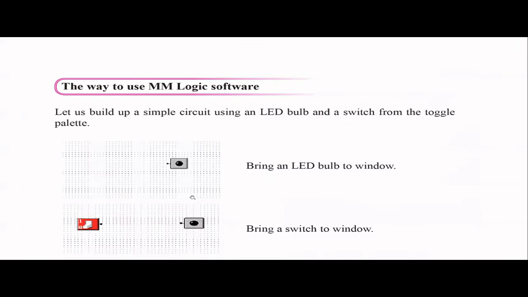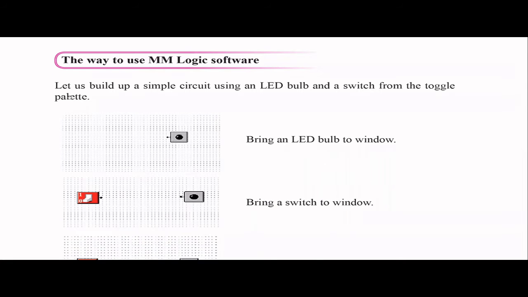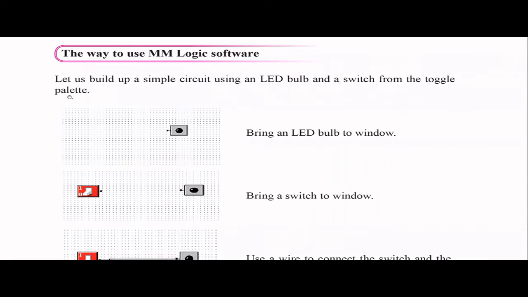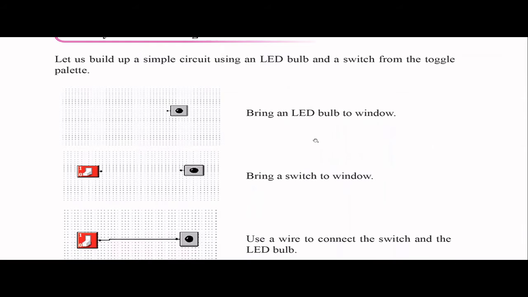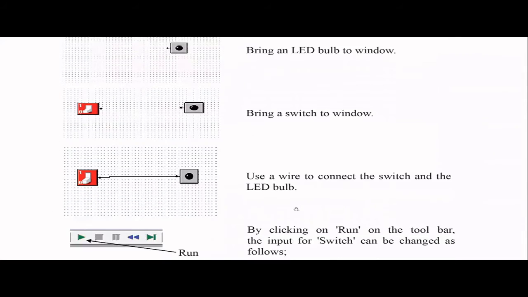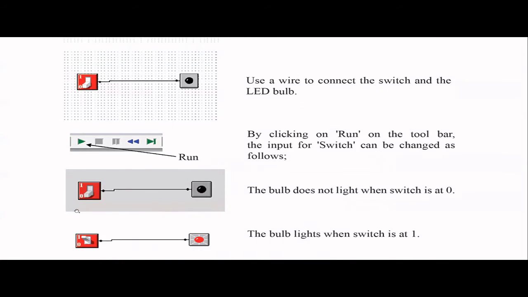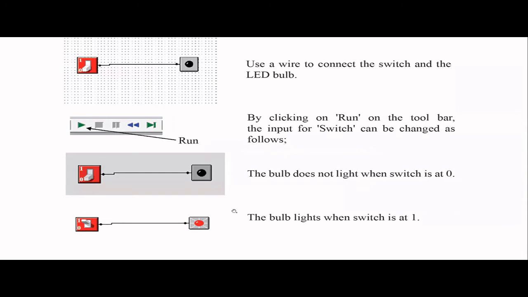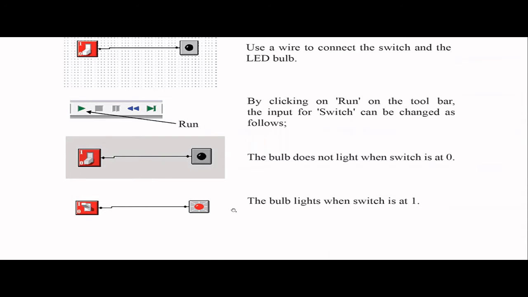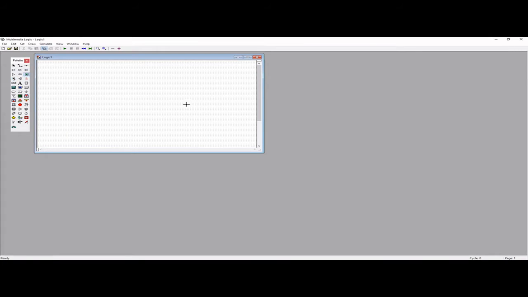So yeah. Then in the workbook, they are telling the way to use the Logic software, and they have given you some steps to follow, right? For example, to get an LED bulb and add a switch, and then you add a wire, and by running this, you can switch by toggling the switch on and off, and you can see how the bulb will light or not, right? So we'll do this and see. We'll take the LED bulb here, and then we'll take the switch, right? And then we have to take the wire and connect these two.